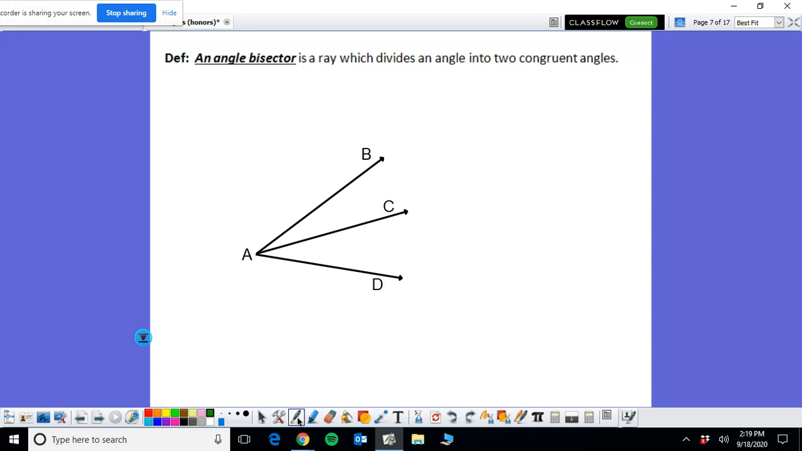So listen, this could be a slice of pizza. You have a beautiful slice of pizza. I'm sorry, I'm really hungry right now. But I see a slice of pizza, and if my friend wants that slice and I want that slice, the only fair thing to do is to cut that slice right down the middle. And that's exactly what an angle bisector is. Just a fancier way to say it, really. So let's take a look at that.